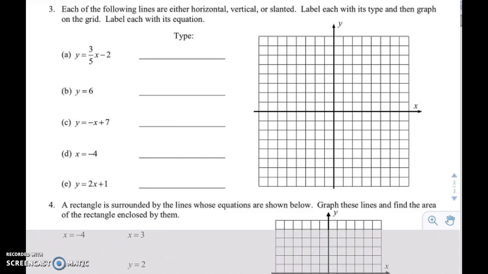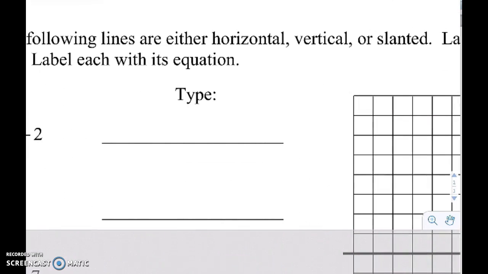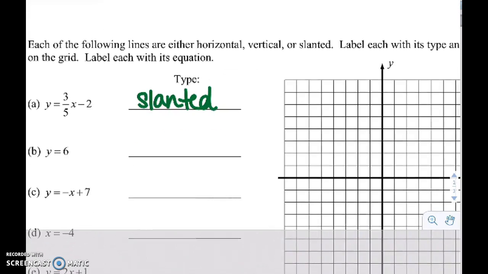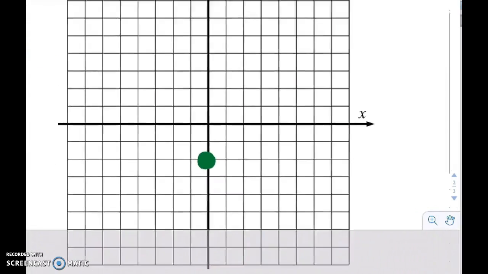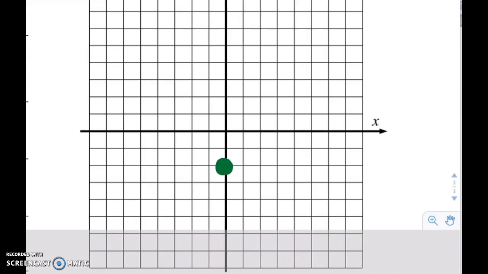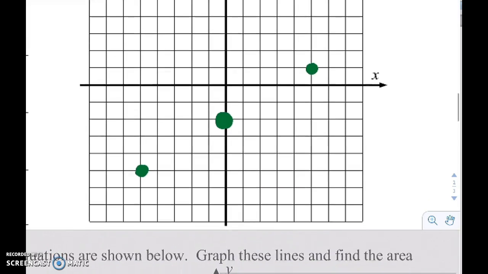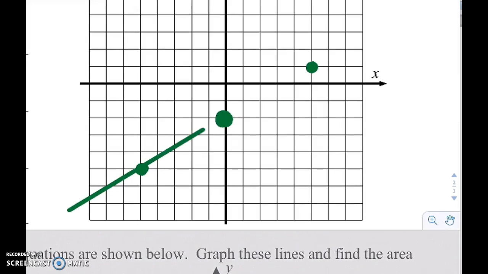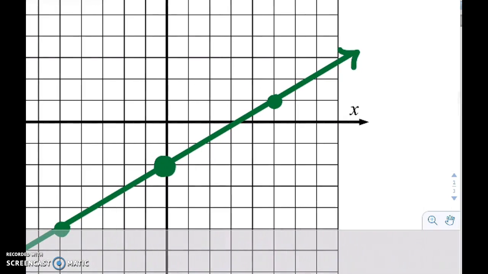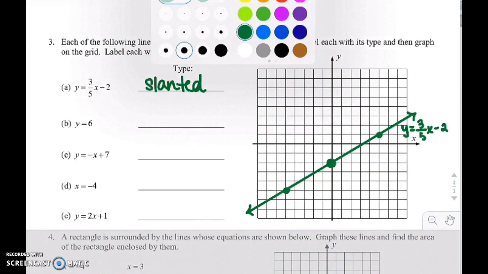A, y equals 3/5 x minus 2. This is a slanted line. Your y-intercept is -2, so I'm putting a point there. And the slope is +3/5. So we either go up 3 and to the right 5, or down 3 and to the left 5. Draw a nice straight line through those points. Arrows on the ends, and we label it. Y equals 3/5 x minus 2.